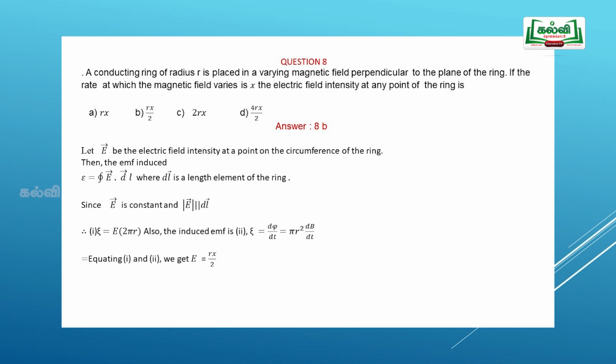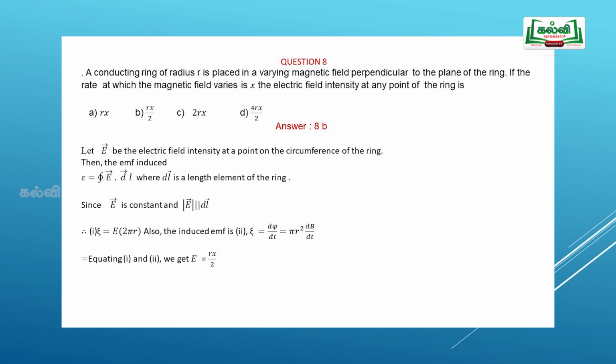At any point E vector and dl vector will be along the same direction, that is, E vector and dl vector are always parallel. Then E dot dl becomes E dl cos 0, E dl, integrate E into, what is the integral of dl? The integral of dl is the circumference of this ring. What is the circumference of the ring? 2 pi r. So E into 2 pi r, that is how you find xi by finding out this line integral.